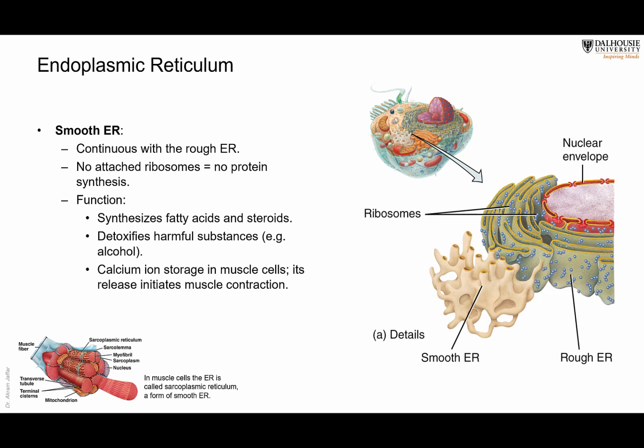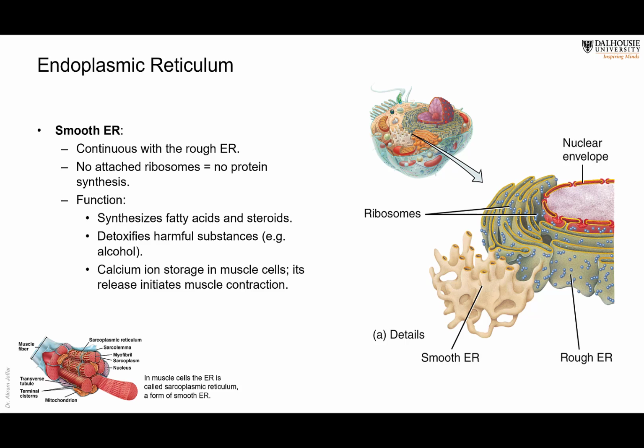The smooth endoplasmic reticulum has no ribosomes, therefore no protein synthesis. So what is it for? It is for the synthesis of fatty acids. Fatty acids and steroids are produced here in the smooth endoplasmic reticulum. Cells like those which constitute the adrenal cortex that secrete sex hormones, or cells in the testis that secrete steroid hormones, have a lot of smooth endoplasmic reticulum.